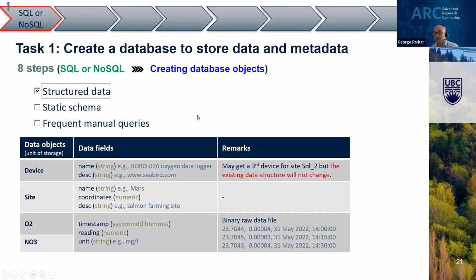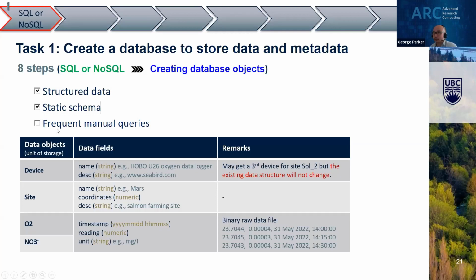Do I have a static schema or dynamic schema? This is my schema. My schema will have 4 tables or 4 objects, and each of the objects will have data fields and the data type. The data fields will not change, and the data types are going to stay the same. So I have a static schema.